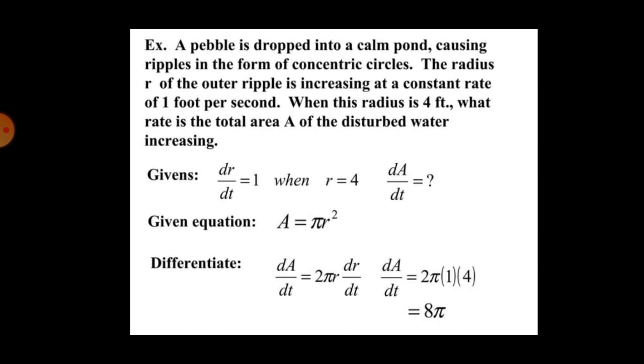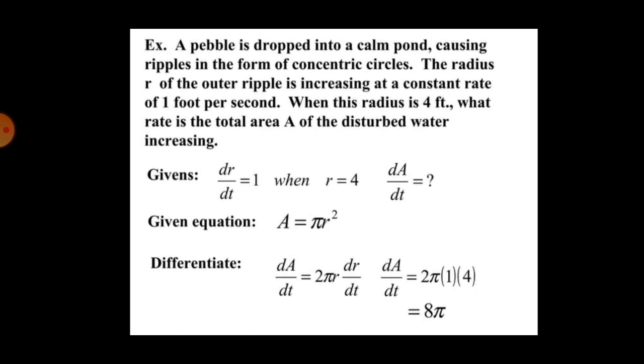When this radius is 4 feet, at what rate is the total area A of the disturbed water increasing? So, here's the given: dr over dt is equal to 1 when r is equal to 4. So, we should find our dA over dt.